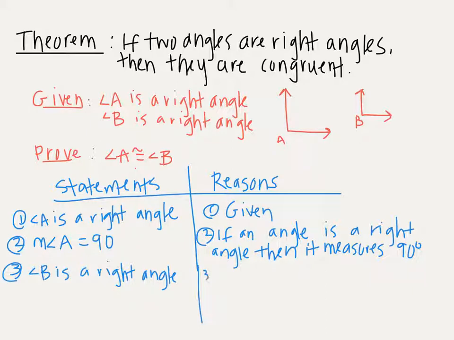And we know that because it was given. Statement 4 is that the measure of angle B equals 90 degrees. And the reason we know that is because you can repeat statement 2, but actually let's just write same as 2.